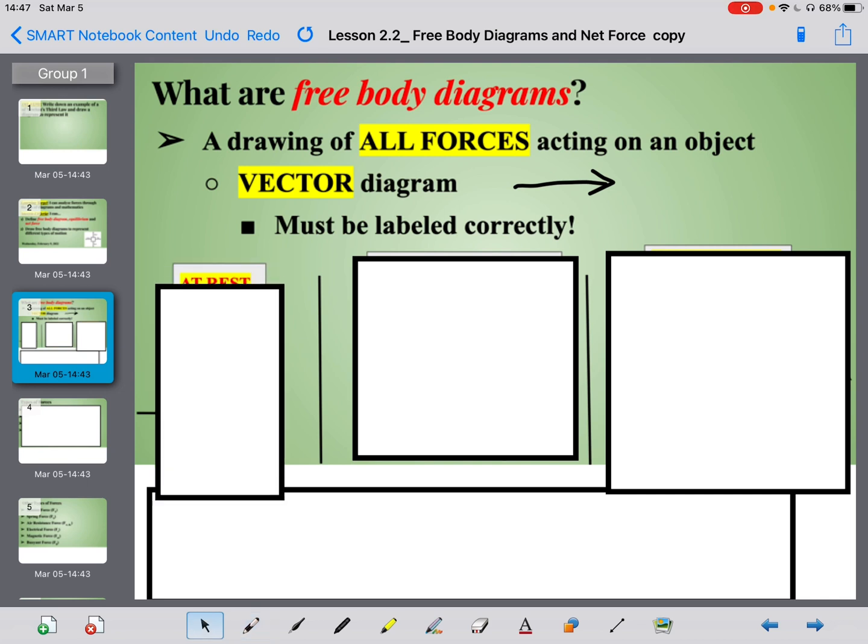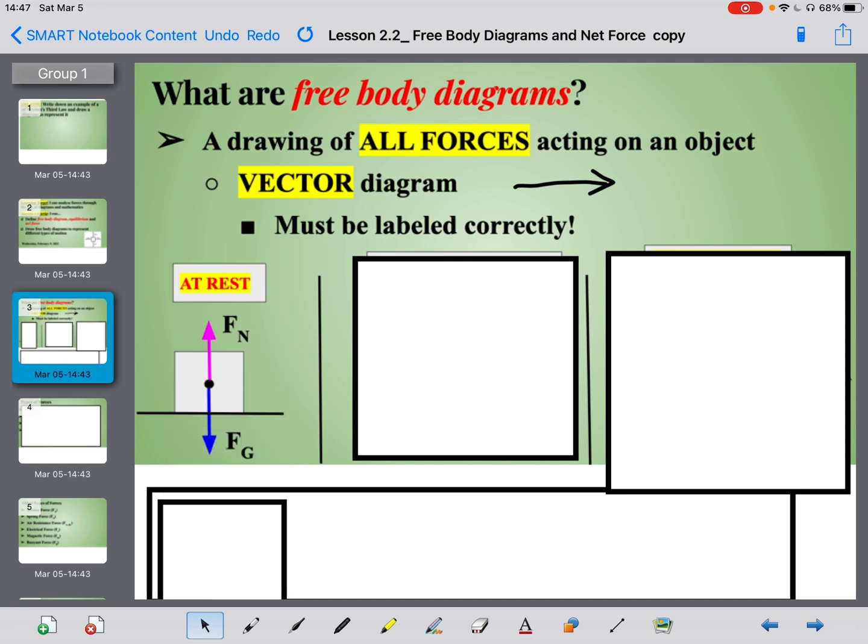An object at rest, if it's simply sitting on a surface, you're just going to have a force of gravity pulling down, which we denote as Fg. That should be the same idea of what we've always been talking about with gravity when we talked about it in kinematics. We also have this force pointing up, right? And we label it Fn. Fn is known as the normal force, and we will talk more about it in lesson 2.4.